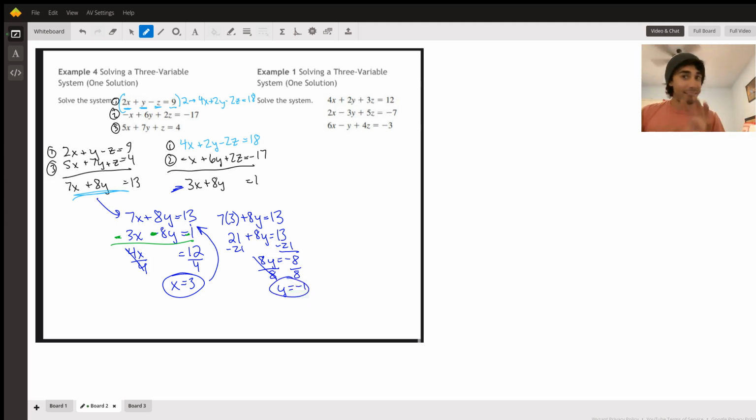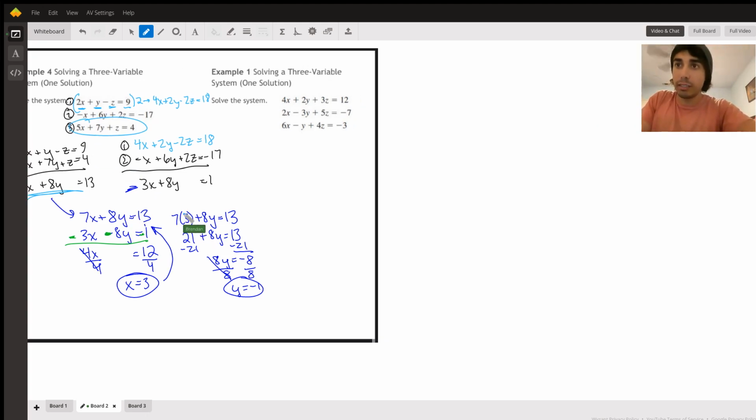All right, and again, that final step: remember we found x and y, but we're not done yet because we've got to find z. But it's not too hard. You just plug it back into one of our original equations. It doesn't matter which one. I'll plug it into equation number 3.